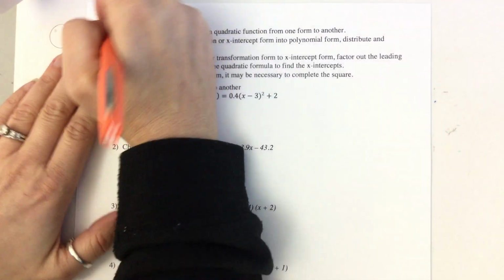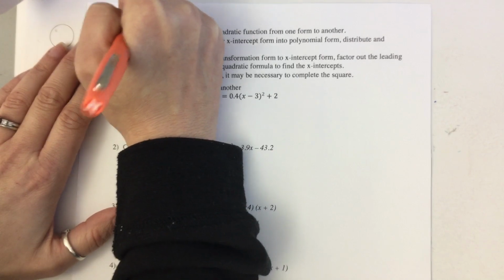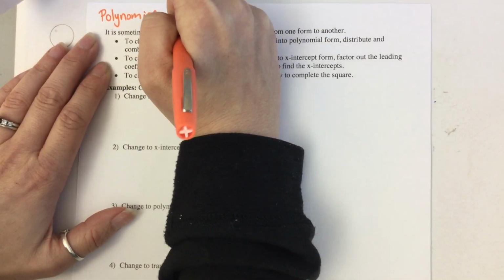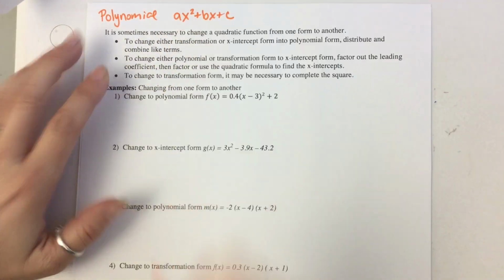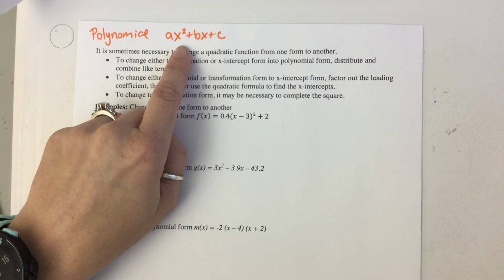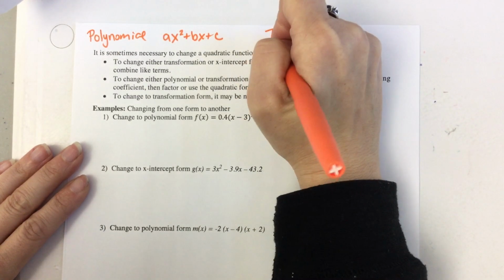So let's go ahead and just review what those formats are. If you have polynomial form, that's where it's ax squared plus bx plus c. This is super helpful if you are trying to find zeros because you can set it equal to 0, you can factor it, you can use the quadratic formula when it's in that format. Okay, let's look at transformation form.